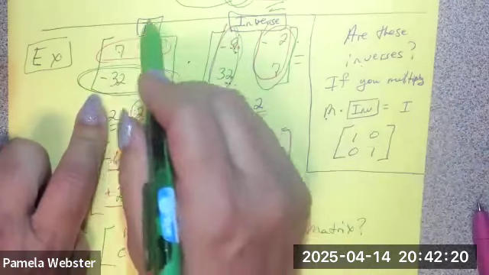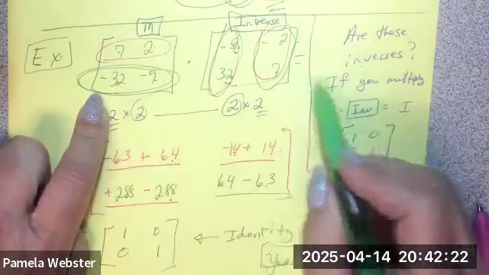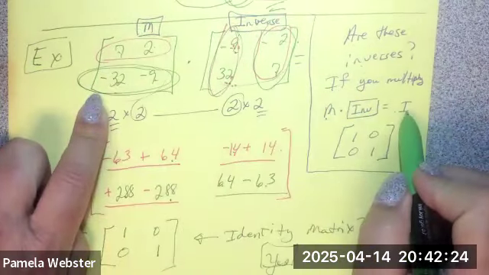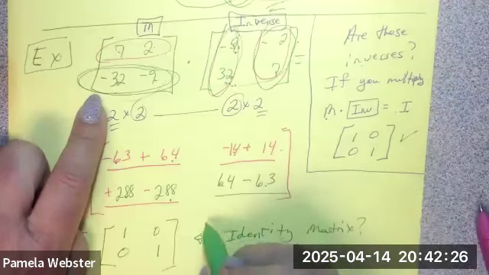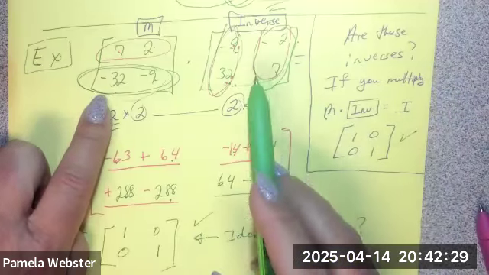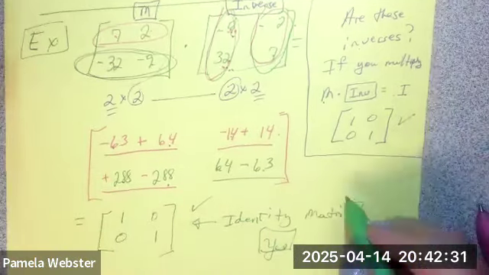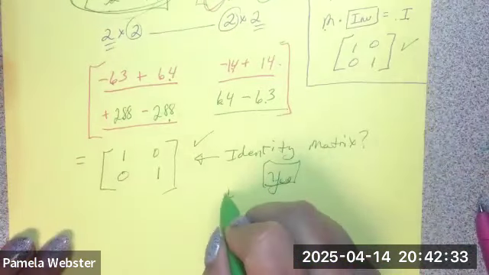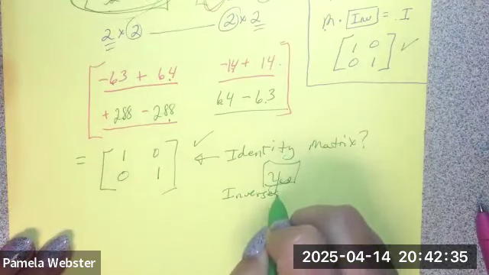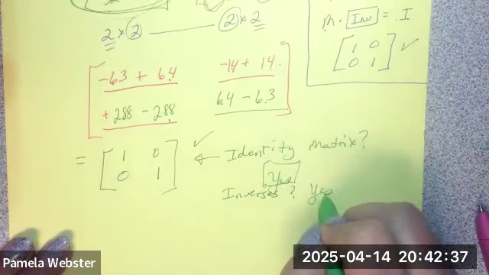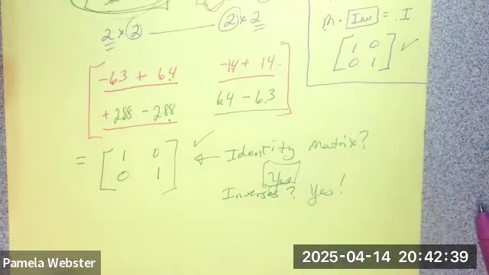This is my original matrix. This is my inverse matrix. And if I get back the identity matrix, which I did, then these are indeed inverses. So are they inverses? And the answer is yes. Of course they are. We knew that. All right, so that's what's up there. Let's see what we got.